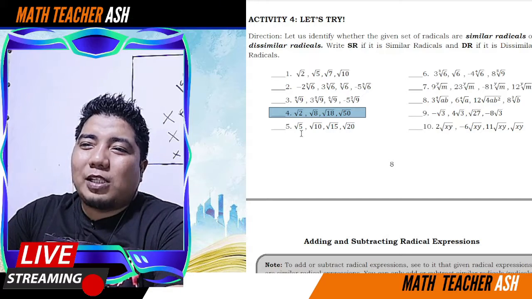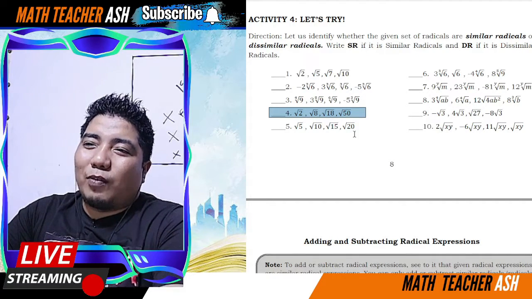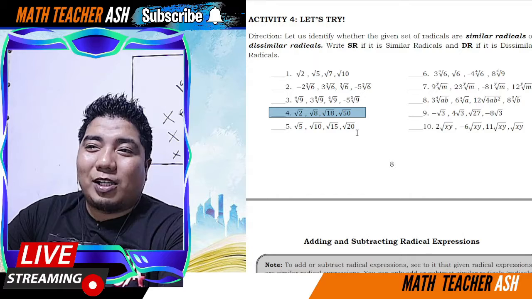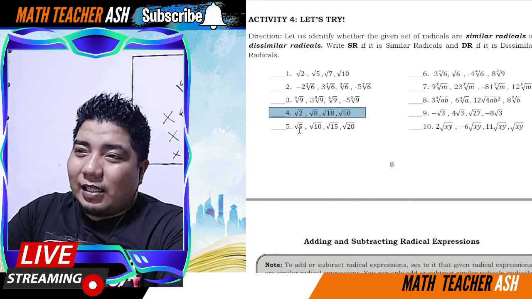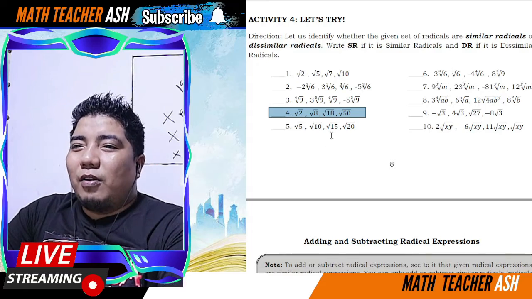Alright. How about this one? Square root of 5, square root of 10, square root of 15, and square root of 20. Kahit biyakin mo yan sila, hindi sila magkakaroon ng parehong radicand. Therefore, this is dissimilar radicals.